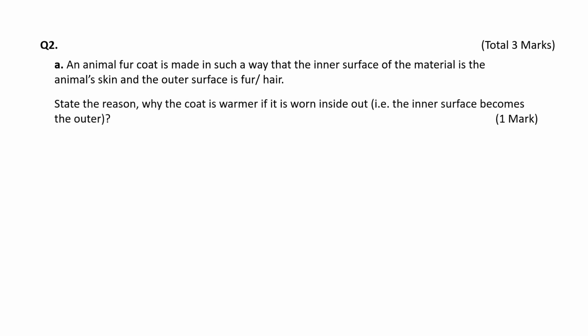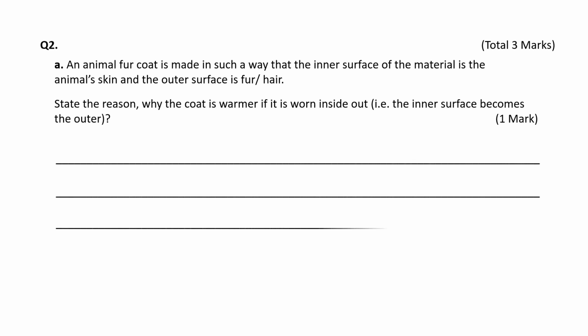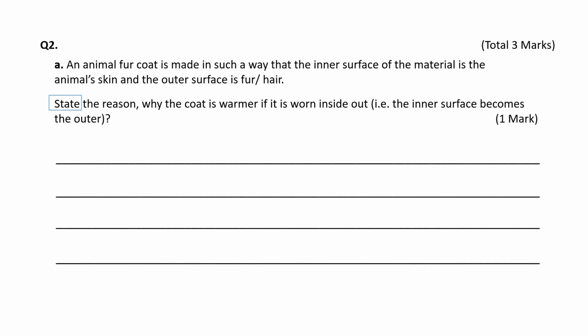This is question number 2, which is of 3 marks, but in part A they are asking the question for only 1 mark. Here the command word is state. A few lines are given. You need to state the situation or the reason behind the question. The question says that an animal fur coat is made in such a way that the inner surface of the material is animal skin and the outer surface is fur or hair. State the reason why the coat is warmer. We need to state the reason why the coat will be warmer if it is worn inside out, that is, the inner surface becomes the outer.